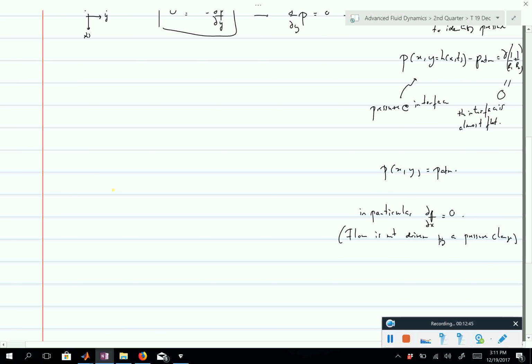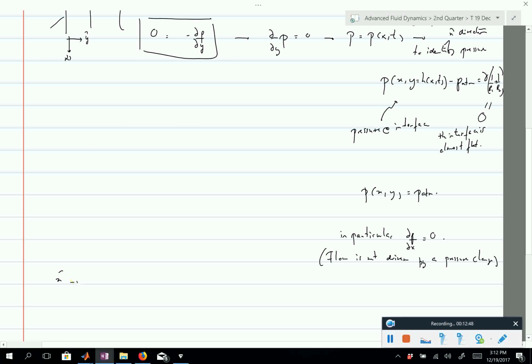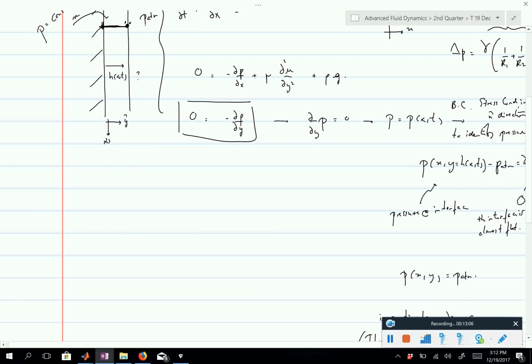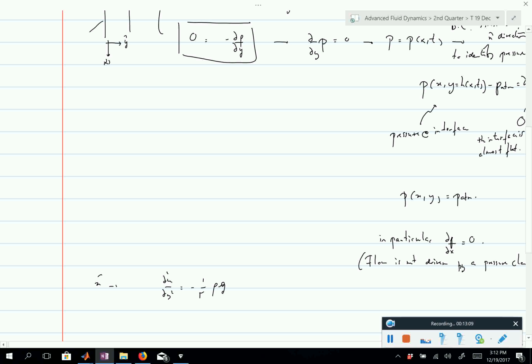Okay, so now we're left with the x momentum equation, and our x momentum equation is second partial of u with respect to y is equal to minus 1 divided by mu times rho g. Yeah? Okay? So what do I do here? This is similar to what we had before. Very standard when you're facing a problem in lubrication.